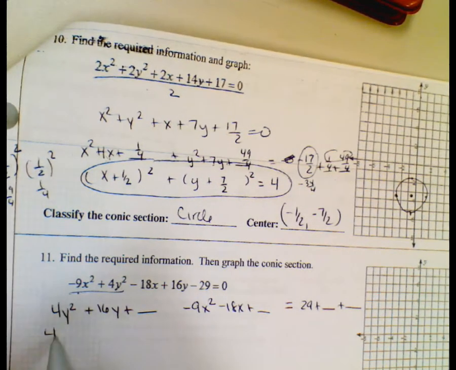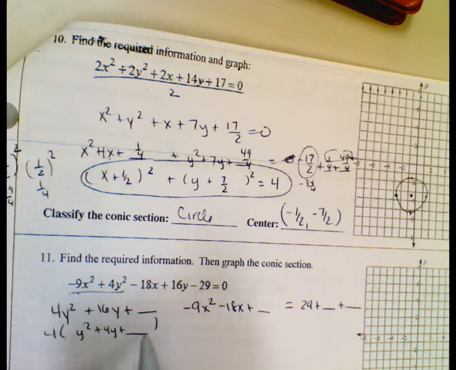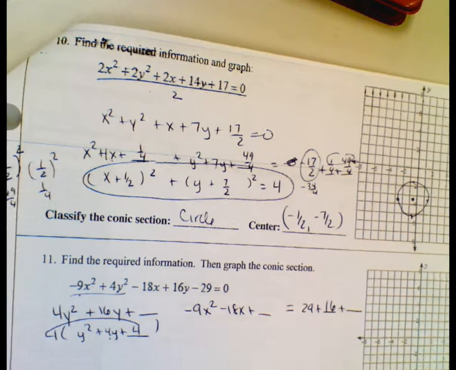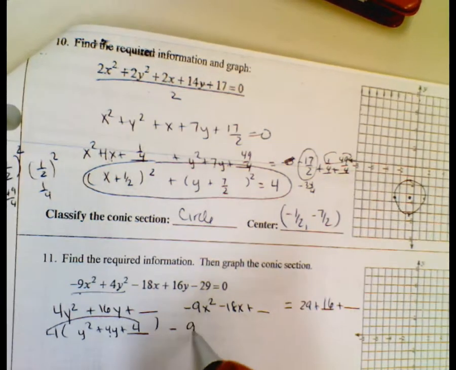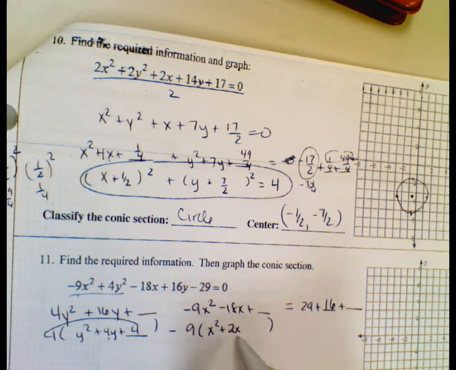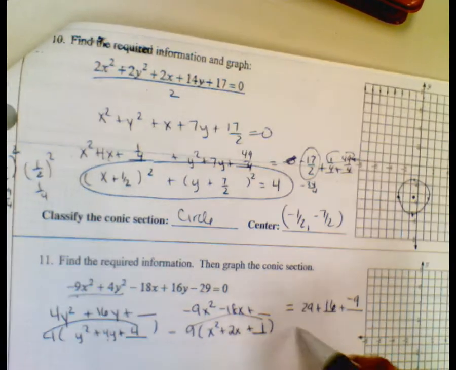Starting with the y's, take a 4 out. Half of 4 is 2. 2 squared is 4, but we're adding 16 to the other side. The next one, factor out a negative 9, which makes that a positive 2. Negative 18 divided by negative 9 is positive 2. So half of 2 is 1. 1 squared is 1. So we're adding a negative 9 to the other side.